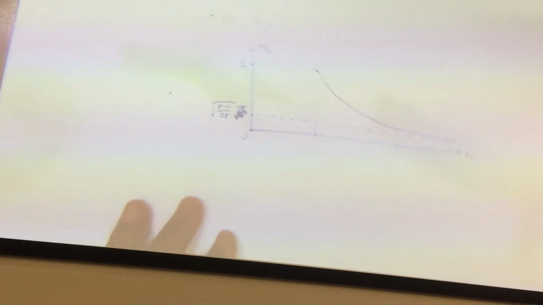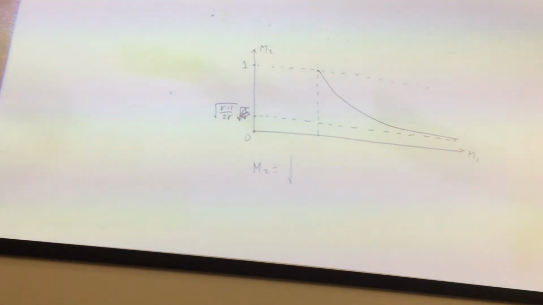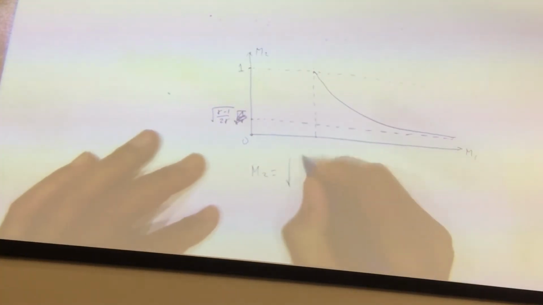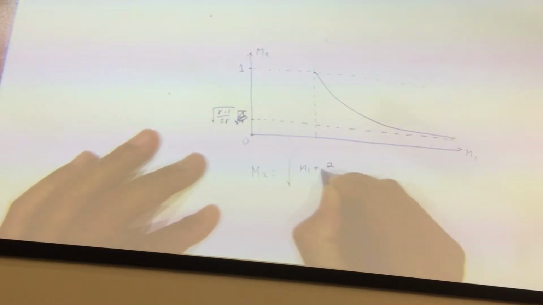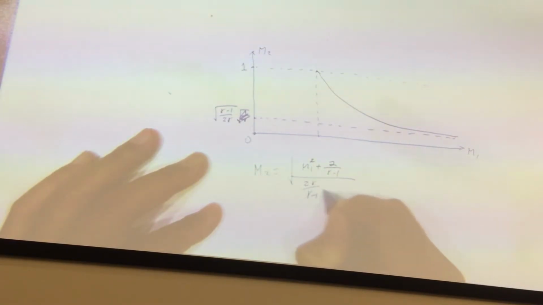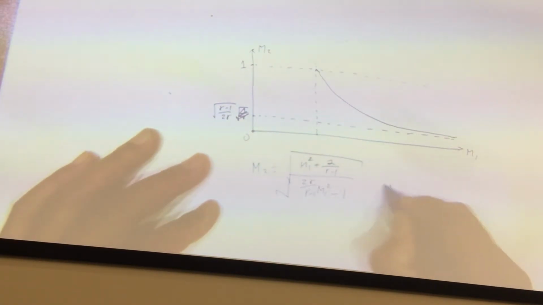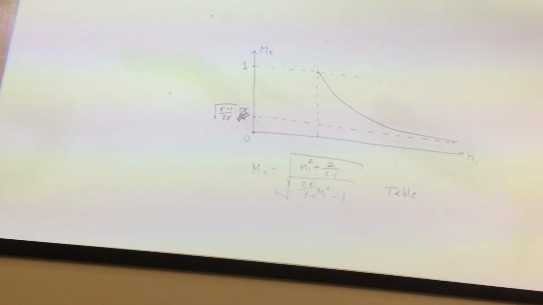Okay, so now what is M2? M2 is nothing more than taking a square root of whatever you already have: M1 squared plus 2 over gamma minus 1, divided by 2 gamma over gamma minus 1 times M1 squared, minus 1. This is in the table in the textbook. Follow the isentropic table. So you have M1, you have M2. Once you find M1, you will know what M2 is. Otherwise, you just use this equation and you can find it.